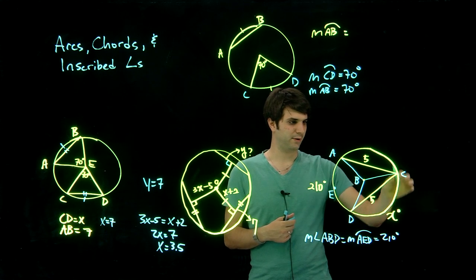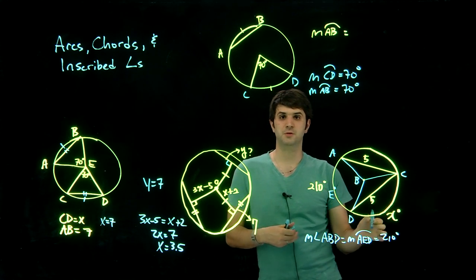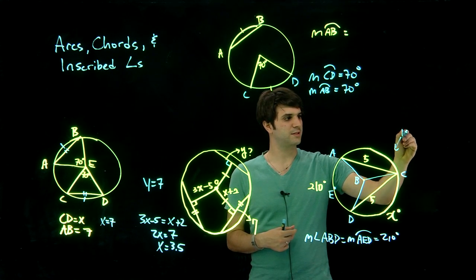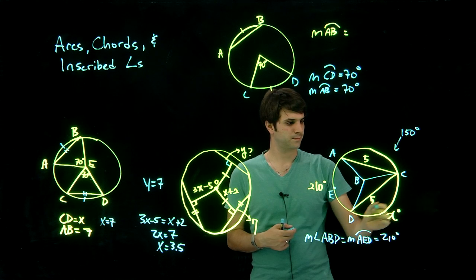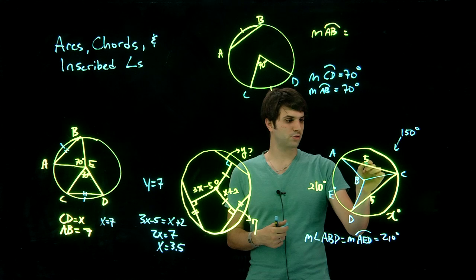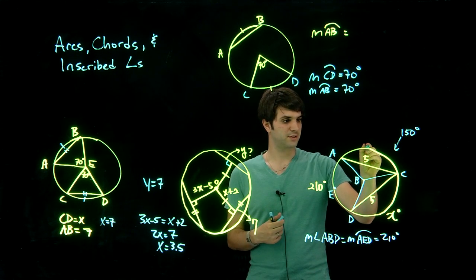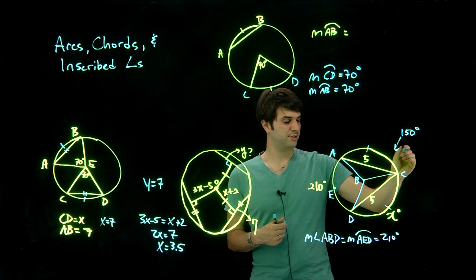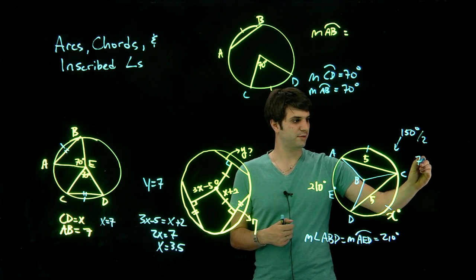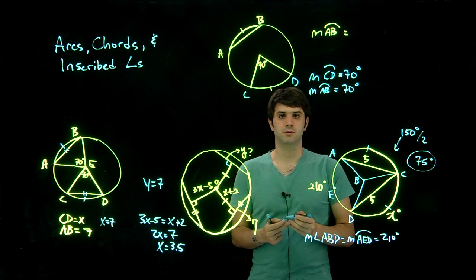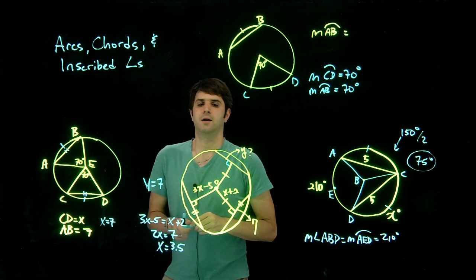Okay, so if that equals 210, then the rest of this arc measure must be 360 minus 210, which is 150. So all of this must equal 150 degrees. Since these chords are the same, these arcs are the same. And if the arcs are the same, we can just divide this by 2. So 150 divided by 2 equals 75 degrees, and that's what x equals.